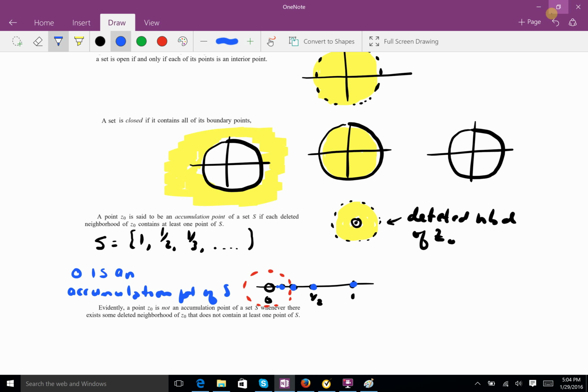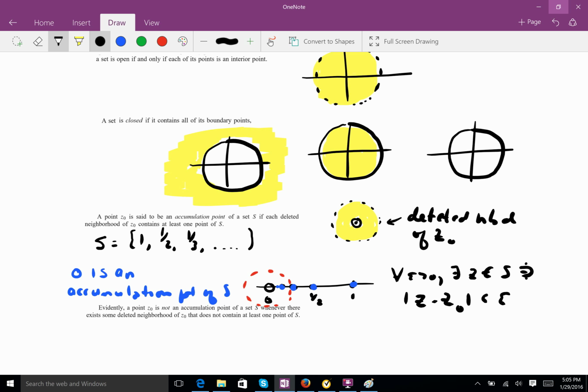Now, what do we have to show that a point's not an accumulation point? Well, what is a negation of this? Let's look at this statement logically. This says that for every epsilon greater than 0, there exists a Z in S such that the absolute value of Z minus Z naught is less than epsilon.